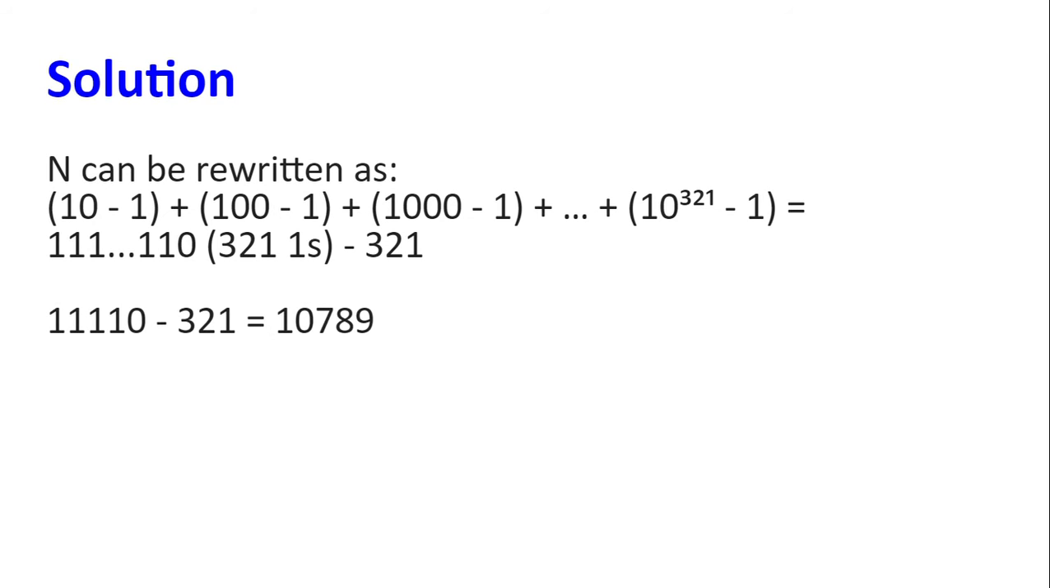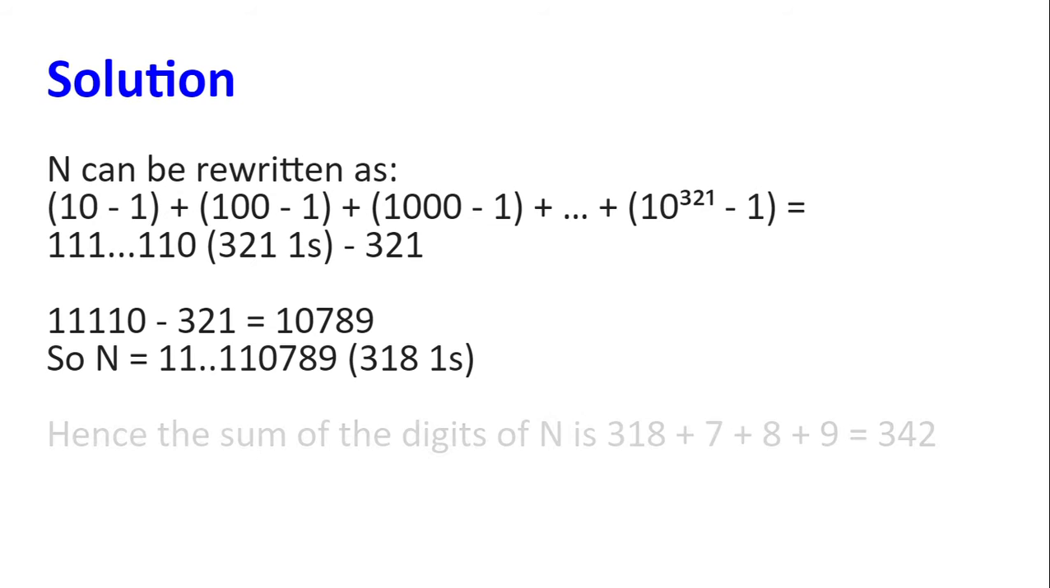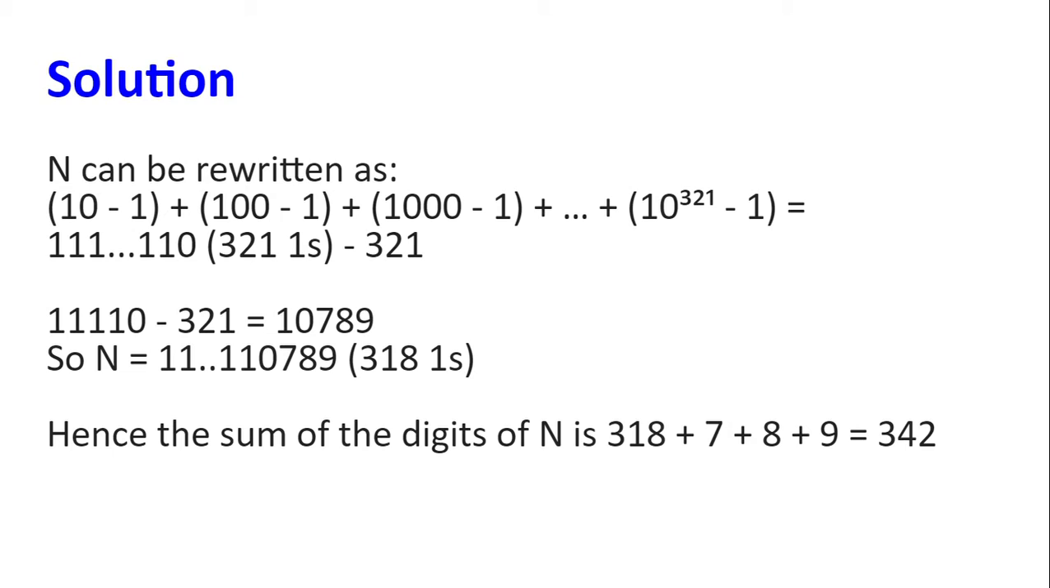So 11,110 minus 321 is 10,789. So n is 1111110,789 with 318 ones. Hence the sum of the digits of n is 318 plus 7 plus 8 plus 9, which is 342.